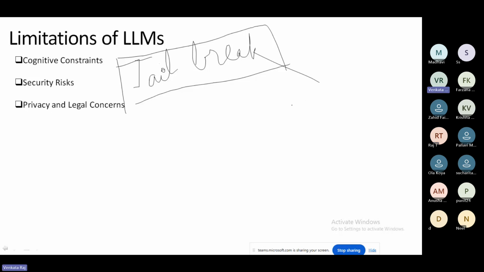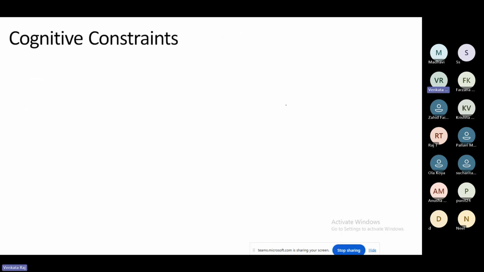Okay, so we'll go to the next one. I think we discussed the cognitive constraints, because there is no human feeling, human touch, basically the human expression, and it does not have that human brain. So that is the non-human cognition we have discussed. Next, guys, another term, that is the hallucination.